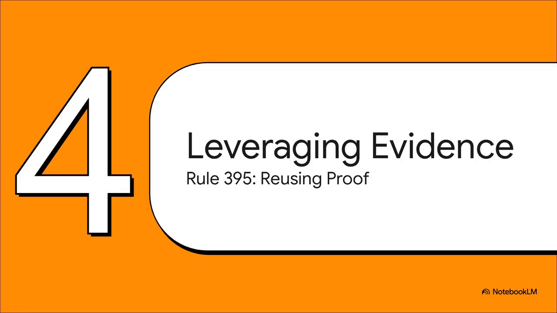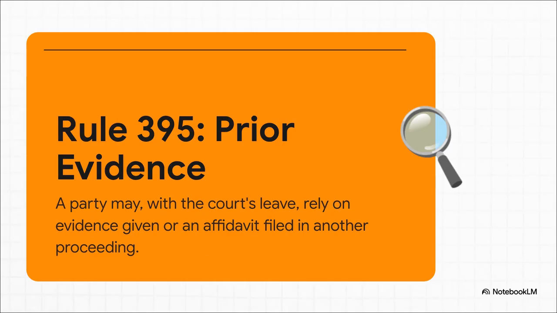Now, let's talk about a super powerful efficiency tool. What if the evidence you need has already been given in a completely different court case? Rule 395 gives you a way to avoid reinventing the wheel, letting you use evidence from other proceedings. The rule itself is pretty simple. With the court's permission, and that's the key phrase, with leave, you can use evidence from another case. Could be a transcript, could be an affidavit.